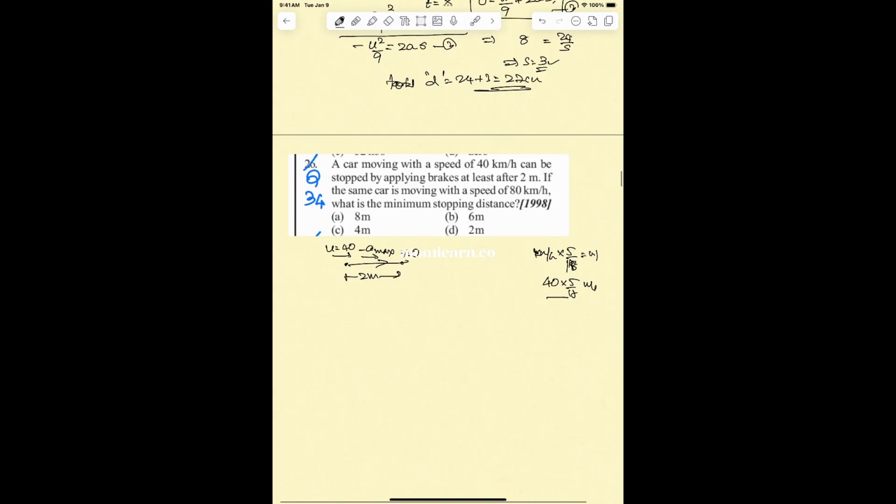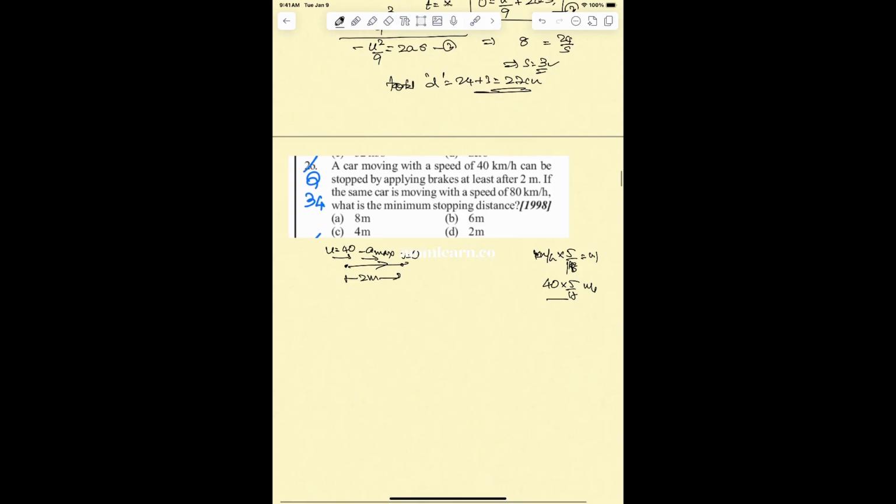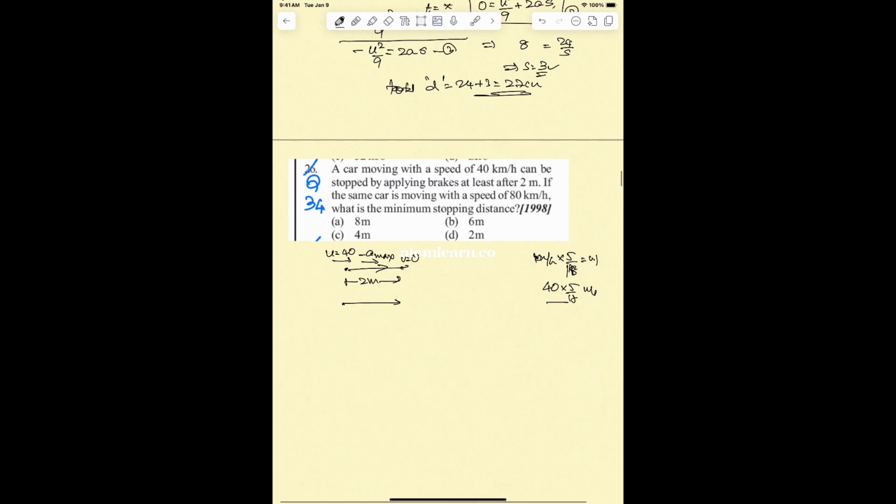Then the second situation is given. Now the same car is moving with a speed of 80 kilometer per hour. Suppose in the second situation u equal to 80. Then with the same maximum retardation, A max, V is equal to 0. They are asking what should be the distance.